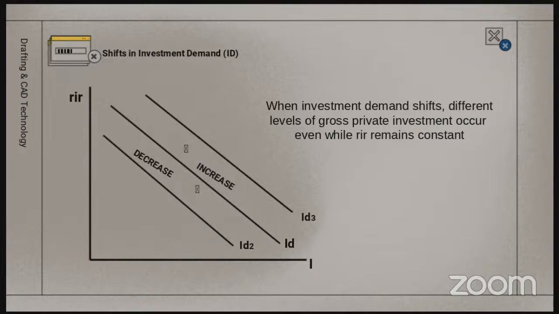When we talk about the shifts of the investment demand curve, just like in market demand, a leftward shift of the investment curve, which is ID2 if you can see in the curve, is a decrease in investment demand. And a rightward shift of the investment demand curve, which is ID3 here, is an increase in investment demand. And when investment demand shifts, different levels of gross private investment occur even while the real interest rate remains constant.